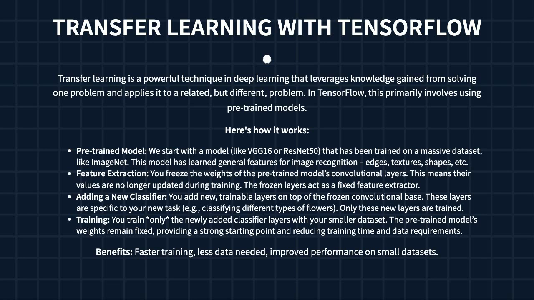We freeze those initial layers, meaning we don't change their weights, so they keep doing their job of extracting useful features. Then, we add new layers on top specifically designed for your problem. Only these new layers get trained, which significantly speeds up the whole process and often leads to better results, especially if you're working with a limited amount of data.